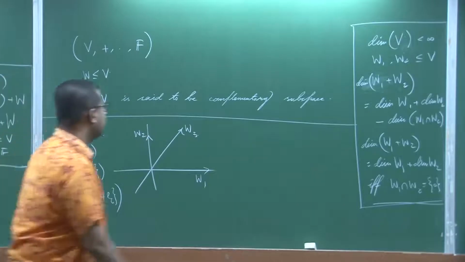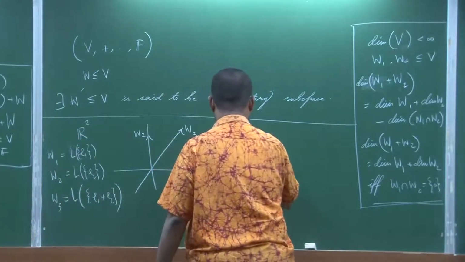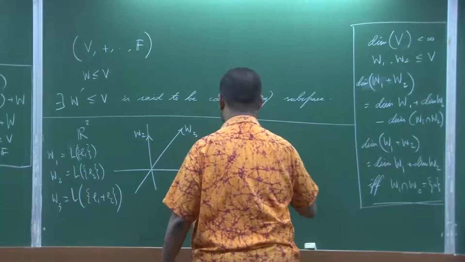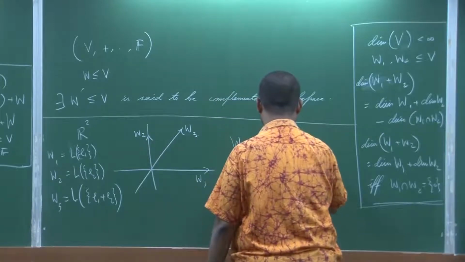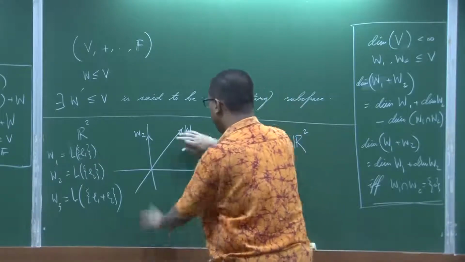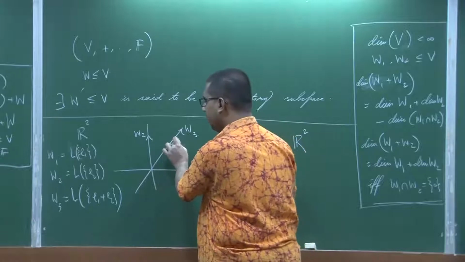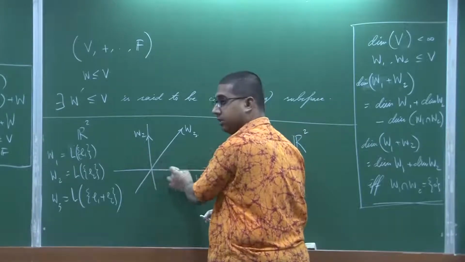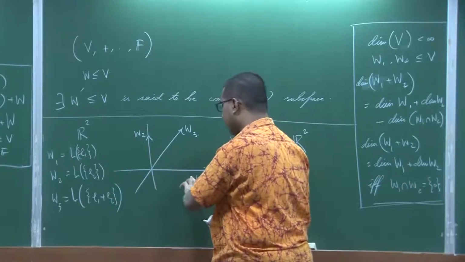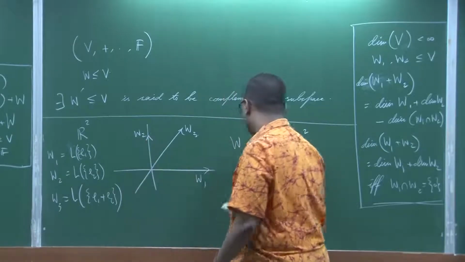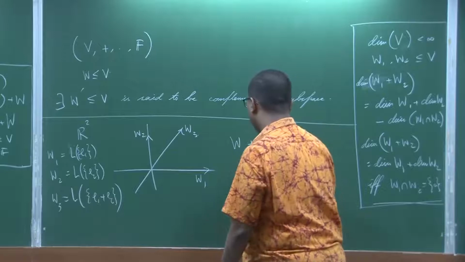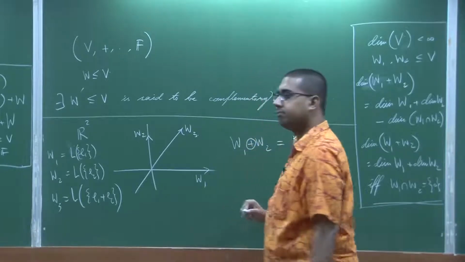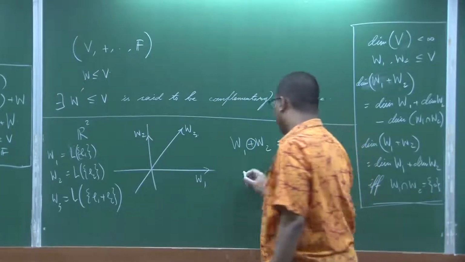So, what is the sum? So, the sum of W1 and W2, you can easily see, is the whole R2. Okay. Because any (x, y) can be written as (x, 0) plus (0, y). So, a member from W1 and a member from W2. So, this is R2 and this sum is direct in fact.